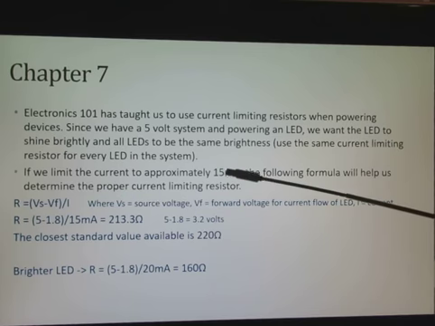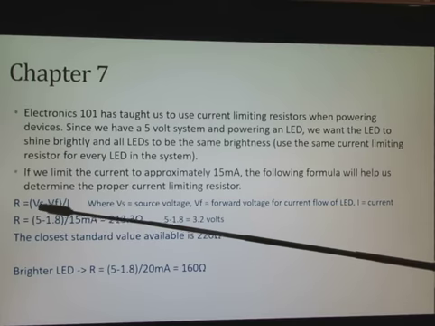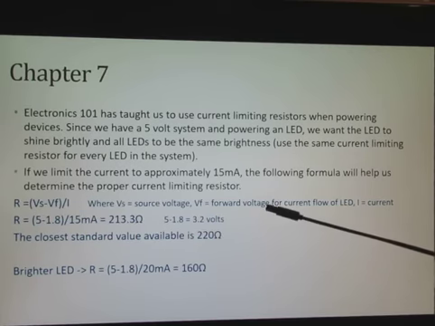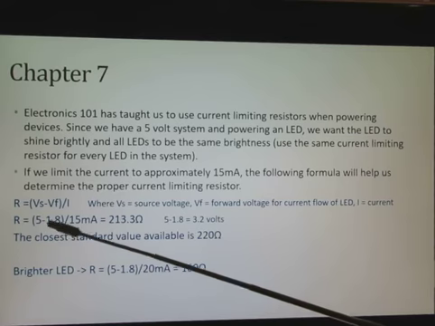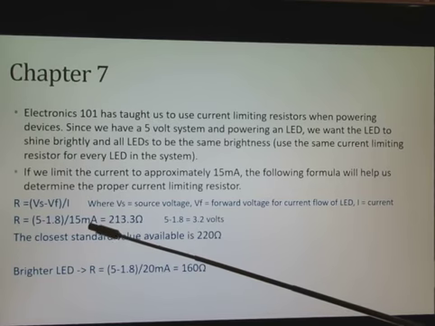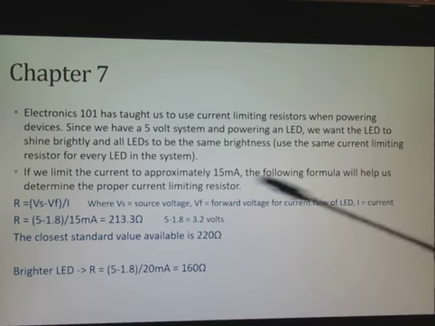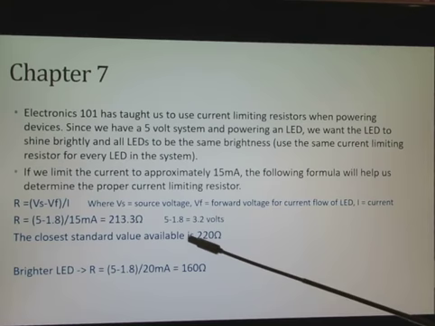If we want to limit the current to 15 milliamps, here's a formula we could use. The voltage from the source minus the forward voltage of the LED, which for the red is 1.8 volts, and we're using 5 volts for our source voltage, and we want 15 milliamps to go through there, then we'll limit it with around 213 ohms. So we have to find something that's close to that, and 220 might be one we could use. If we want it brighter, it'd be less resistance, and that would be 160 ohms. So that's a couple of ideas right there.